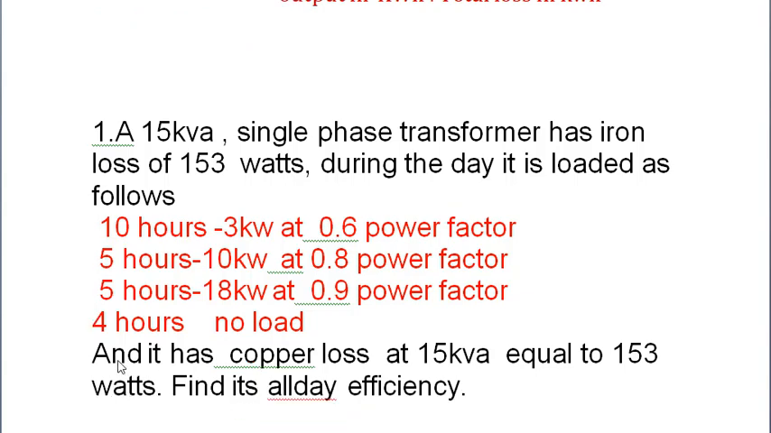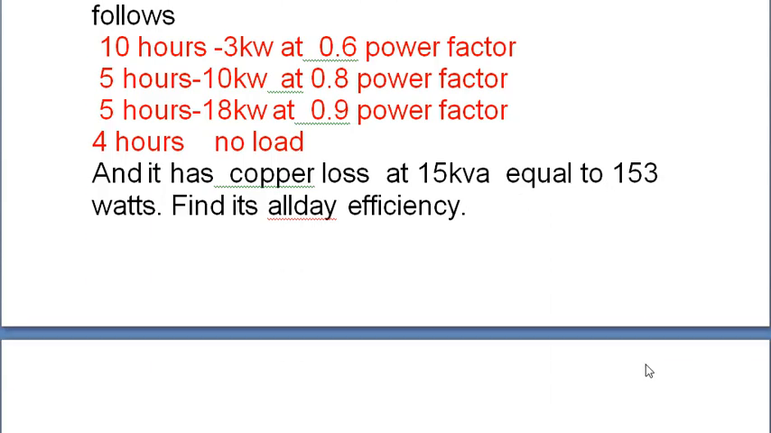And it also says it has copper loss at 15 kVA equal to 153 watts. Find its all-day efficiency. Copper loss at 15 kVA means when the transformer rating is fully utilized, then the copper loss is 153 watts. That is the meaning.